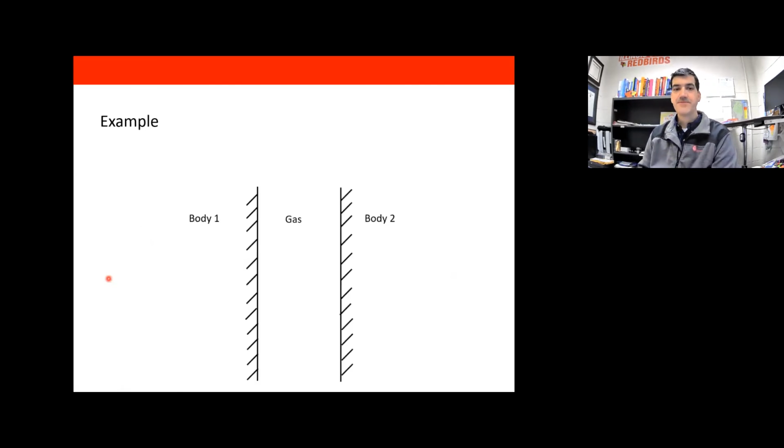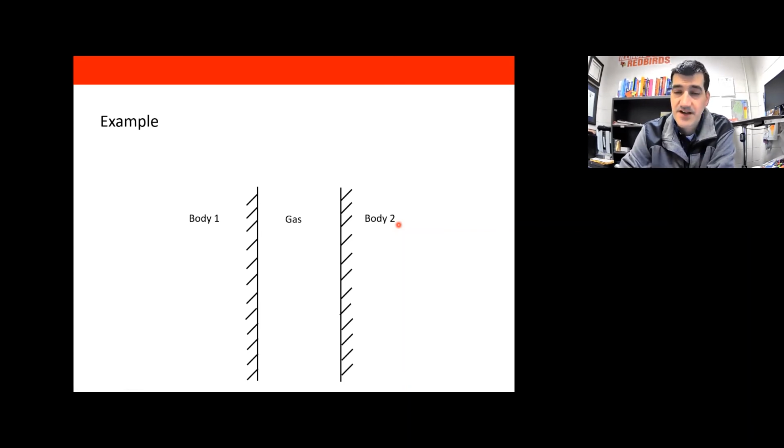Here's another example. We've got a body 1, like a solid body, like a piece of steel or something. And we've got a gas, and we've got body 2 over here. All right, so what do we have in this situation? We have some body at a certain temperature, and we've got body 2, and we can hypothetically say it's at a different temperature. So in that case, there would be a delta T. And if there is a delta T, then there will be heat transfer, because delta T is what drives heat transfer.